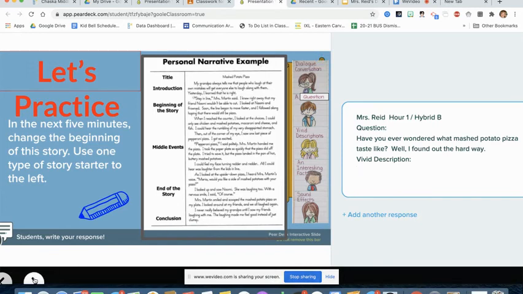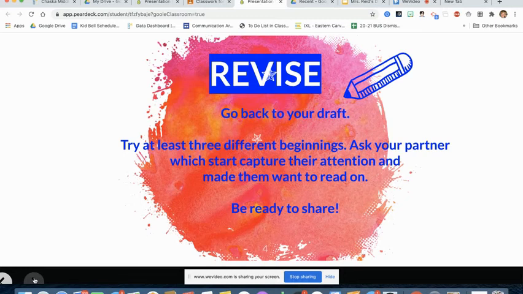And then the next thing you're going to do is go back and revise your own draft. I want you to try out at least three different beginnings. So take a look at your first two paragraphs of your narrative. Try out three different types of beginnings. And then when we get partners and you do your partner review, you're going to ask your partner which one captured their attention and made them want to read on. So make sure you do the work here today. This should take you about 40 minutes to actually go back and really work through your draft. So you will be working the whole class period. That is it. Thank you so much.